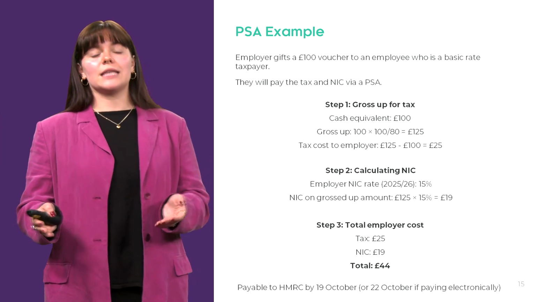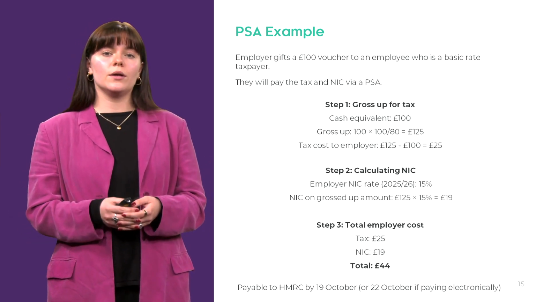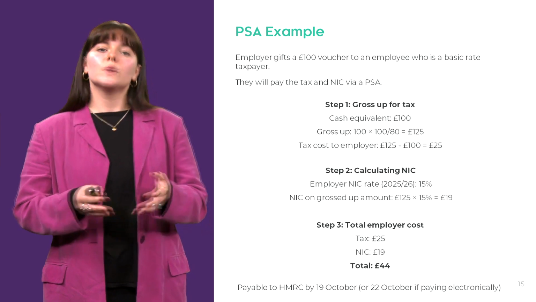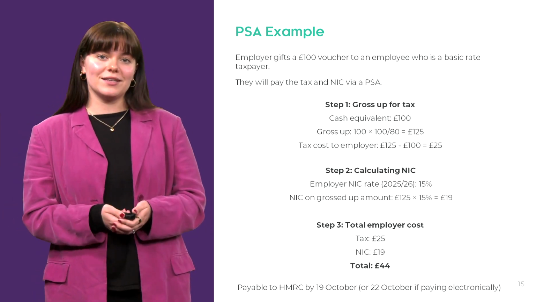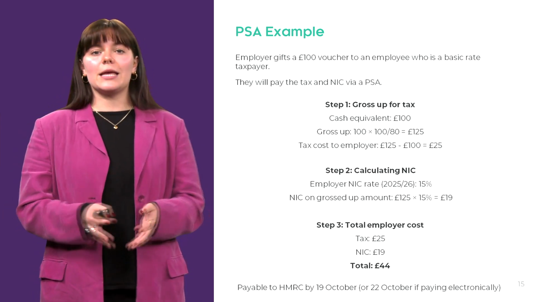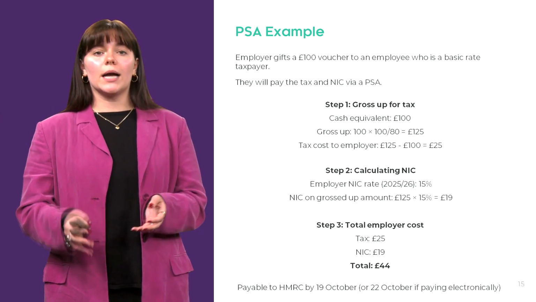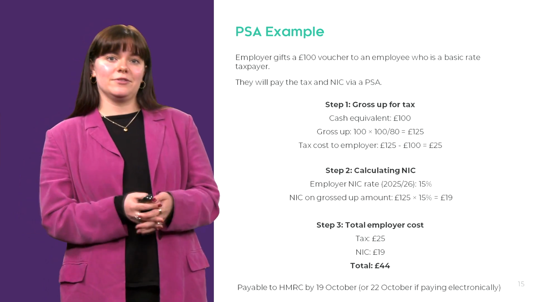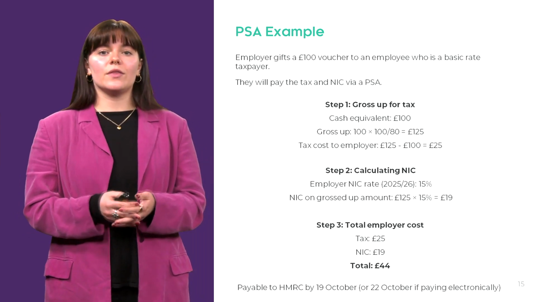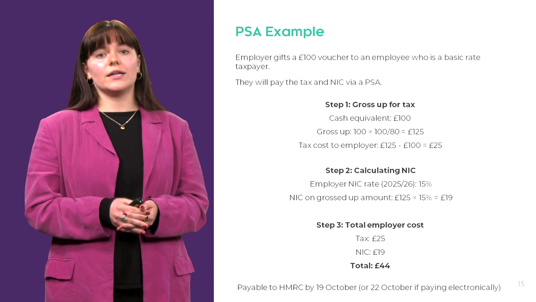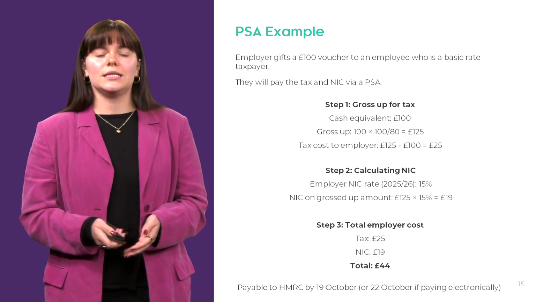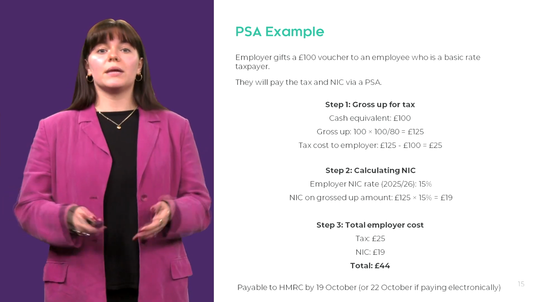This amount must be paid to HMRC by the 19th of October following the end of the tax year, or the 22nd of October if paying electronically. A key point to make about PSAs, while they offer convenience, especially for irregular or minor items, they can be expensive. Employers need to consider whether the administrative ease outweighs the financial impact, particularly when dealing with larger or more frequent benefits.